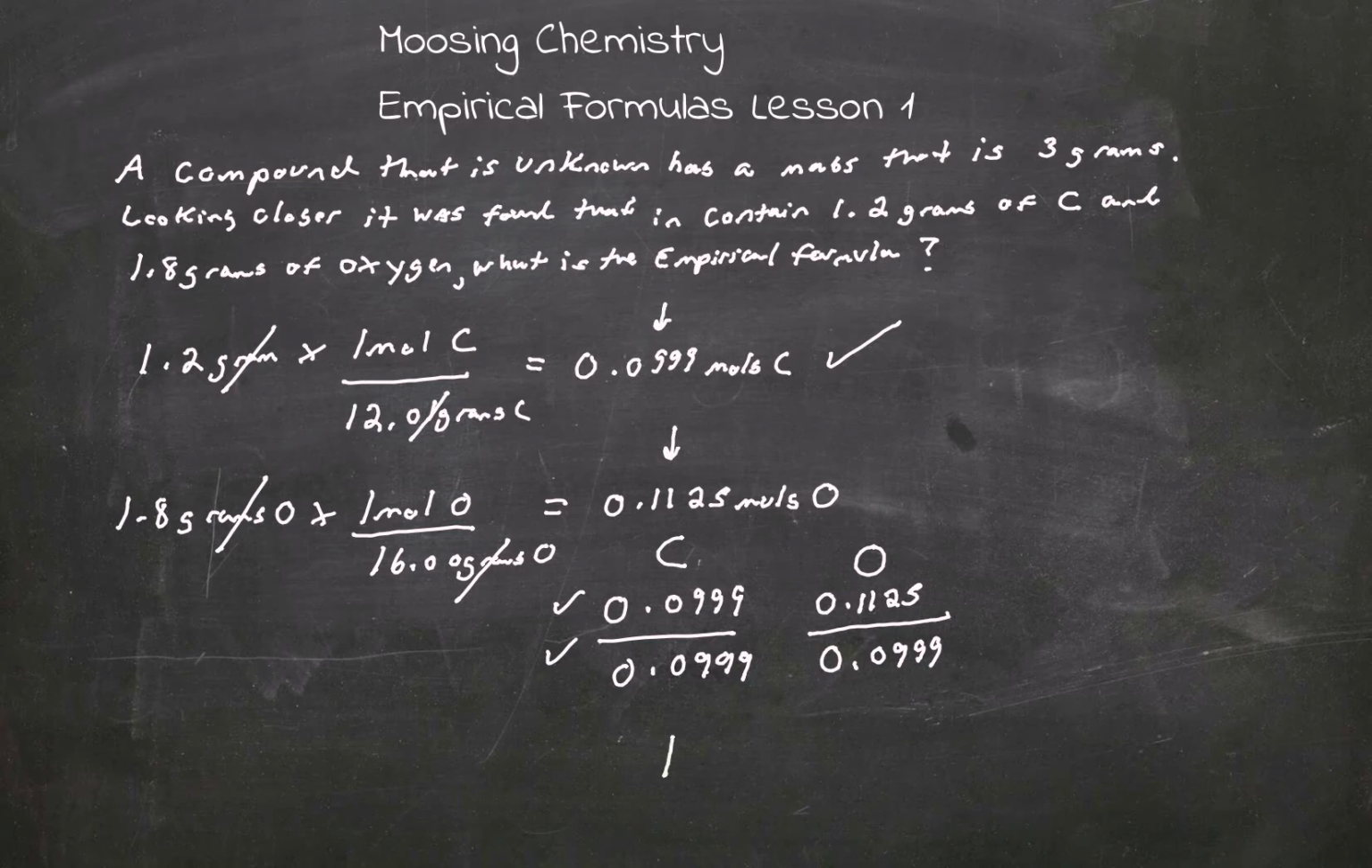And when we divide this number by this number, let's see what we get. So divide that by 0.0999. That's going to give me 1.1. Okay, that's close enough to being 1. So this problem is going to tell us that we have 1 carbon and 1 oxygen. So when we write the empirical formula, it's just going to be CO, which is carbon monoxide. Okay, so let's erase this problem and let's do another one.